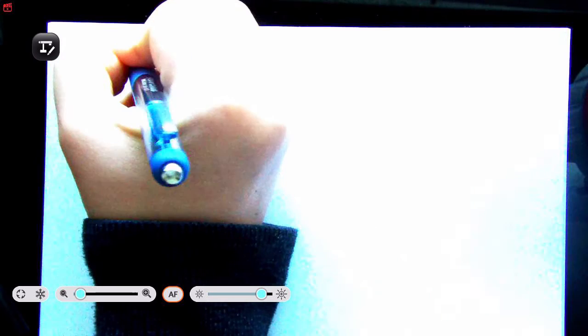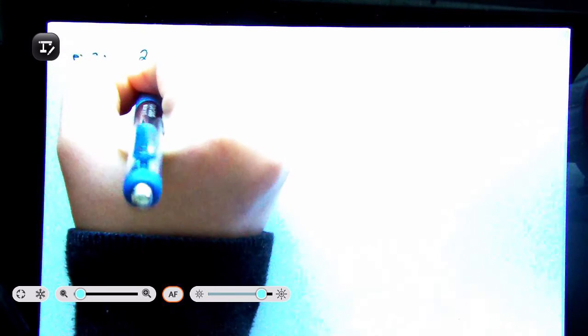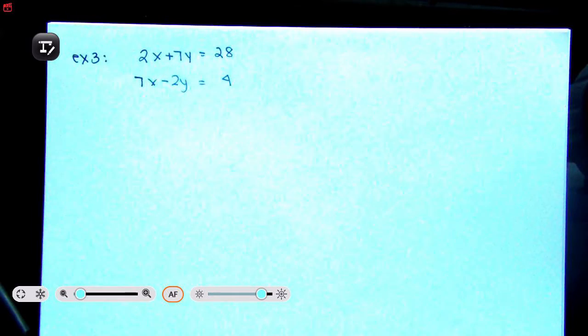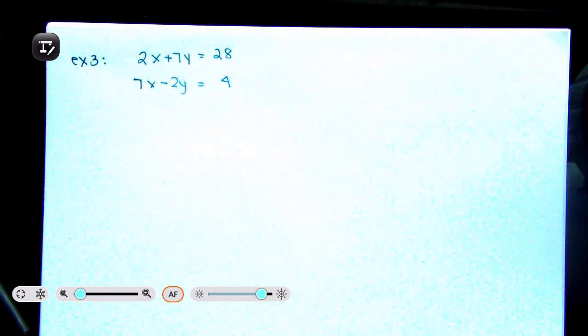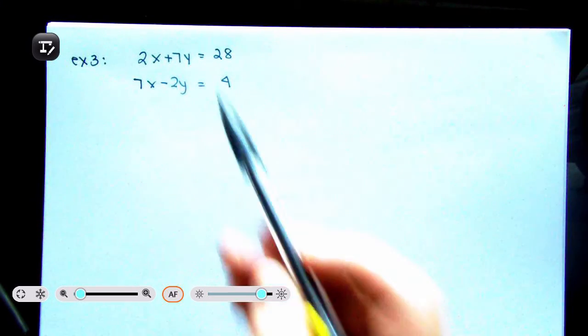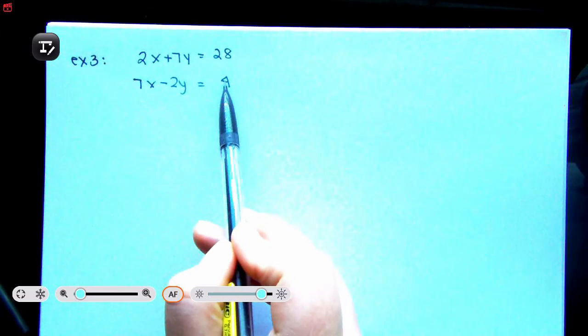So we are now on example 3. I'm going to say 2x plus 7y is equal to 28, and 7x minus 2y is equal to 4. Okay, step number 1. What is step number 1? Let me look at my steps here. Identify the type of equation. I'm not going to write this down, but I'm going to verbally identify it just so we can save some space. What type of equation is this? This is a standard form. What type of equation is this? This is also standard form.